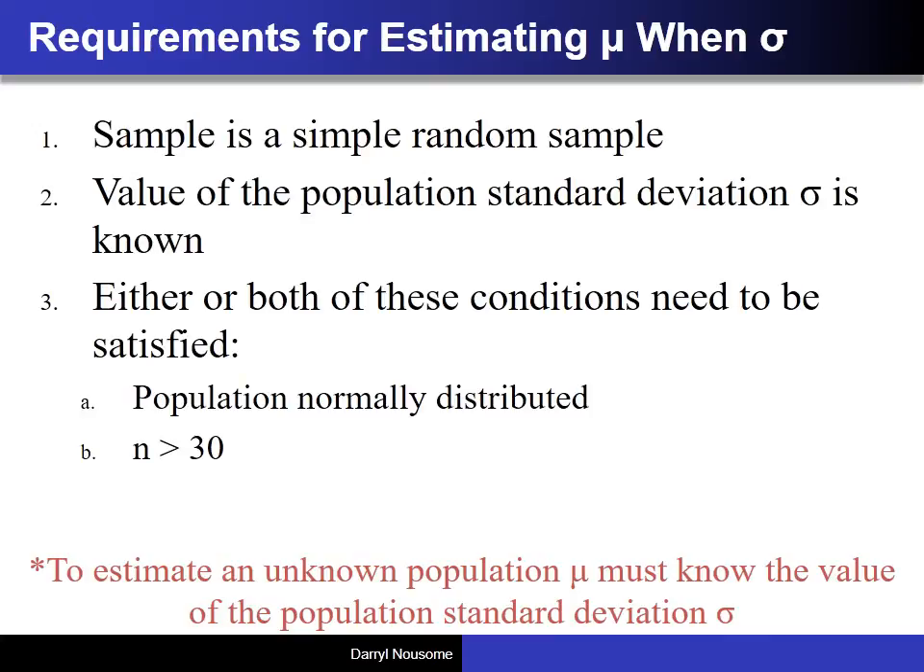Okay, so what we're saying is there are a couple requirements. The sample is a simple random sample, which we should always hope it is. 2, the value of the population standard deviation is known, right? And that either of these conditions are satisfied, where the population is normally distributed or where n is greater than 30. And if you all remember, when n is greater than 30, we can invoke the central limit theorem that says that for the most part, if the original sample that this comes from is truly normal, 30 should make it approximately normal. Okay.